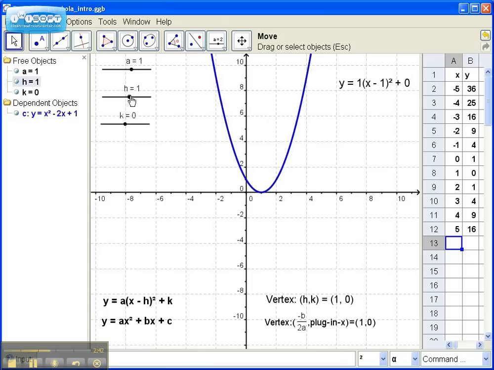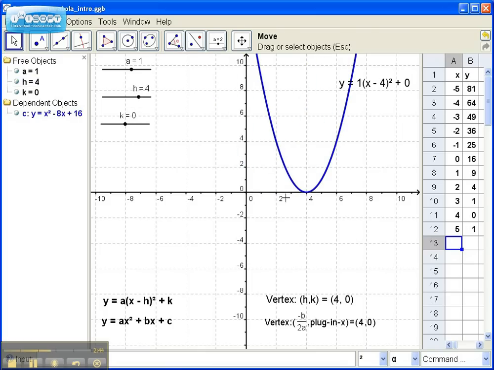And we'll change this h. So now notice if I move my h, say over here to 4, we get y is 1 times x minus 4 squared, or just x minus 4 squared. If y is x minus 4 squared, notice which way the parabola went. It actually went to the right.